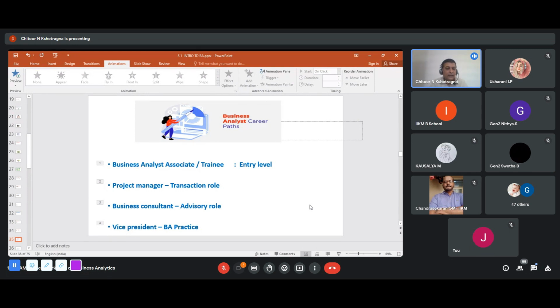And as I said, salary levels. Let me tell you some salary levels for a vice president for BA practice. He gets around 1.5 to 2 crores per annum. Would you guys believe? 1.5 to 2 crores per annum is what a vice president gets today, whereas a business consultant easily gets around 20 to 30 lakhs. Easy 20 to 30 lakhs in top companies.